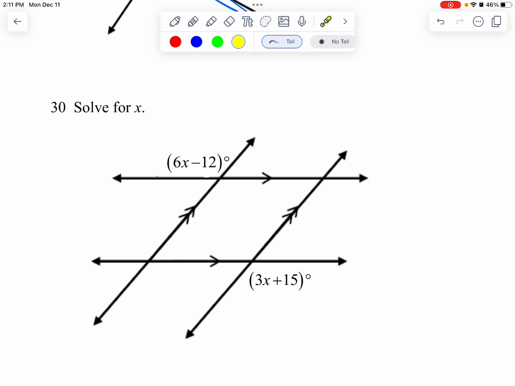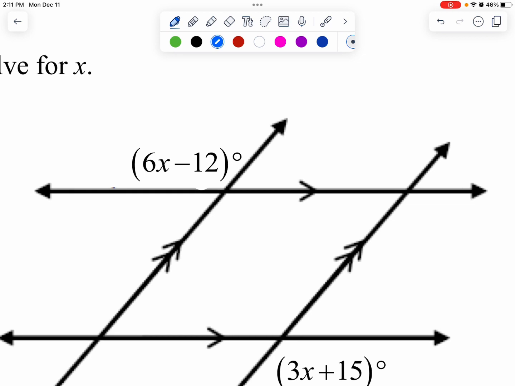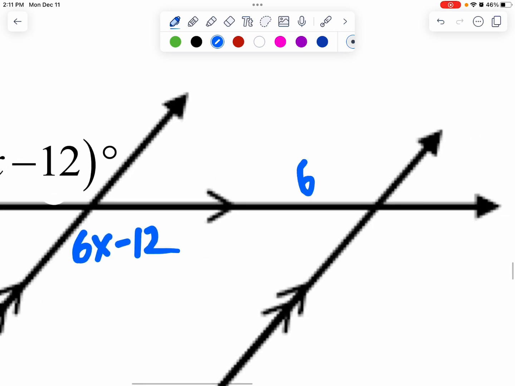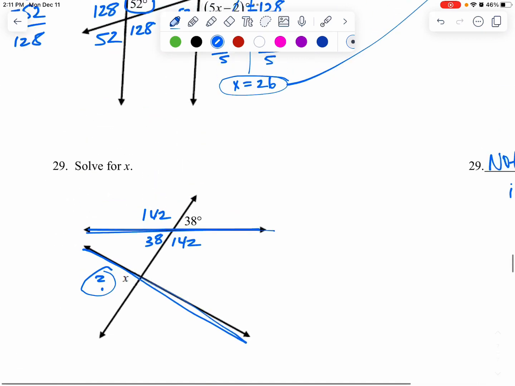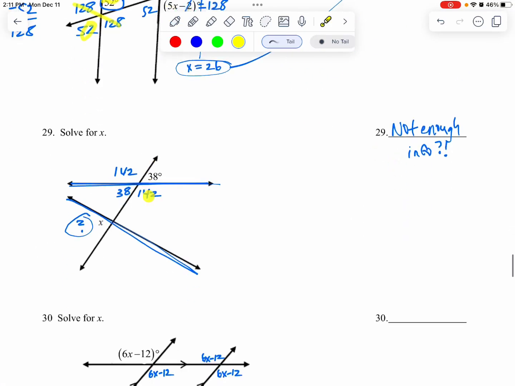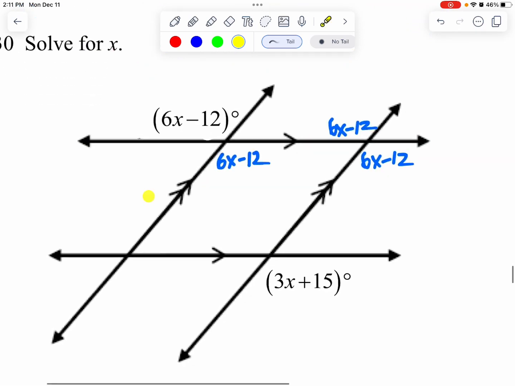Oh, we have a lot of parallel lines here. Okay, cool. Let me try this a different way. I've got 6x minus 12 here. I think that can also go here. And where else can it go? 6x minus 12, 6x minus 12. Just like we did this problem up here, you guys, where you just fill in 52 wherever you can and then figure out the other ones. I'm going to fill in 6x minus 12 wherever I can.